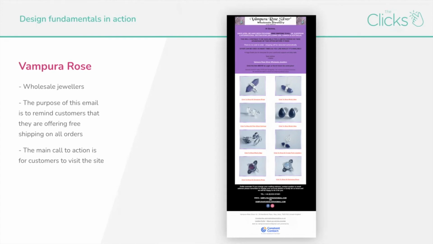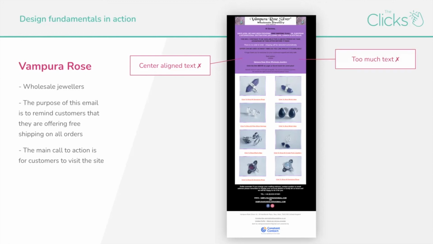So some things that this email could improve on are it's currently using all center aligned text, which goes against the accessibility standards and would be better and easier to read if it was left aligned. There's also a bit too much text in this top section. It's not really effective in getting the message across, and it takes quite a bit of reading to find out what they're actually trying to say.